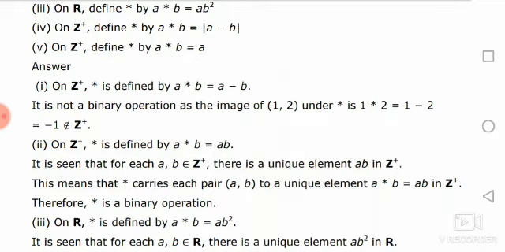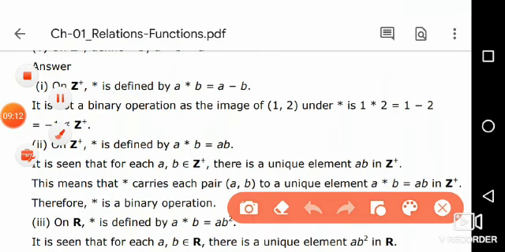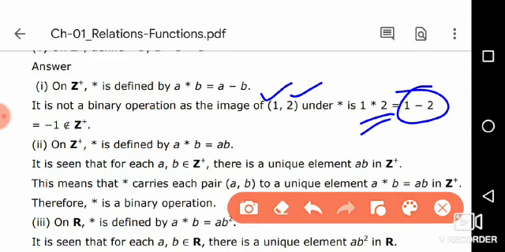If I take any two positive numbers belonging to the set Z plus, then the resulting number should belong to the same set. Then only we can say that star is a binary operation on Z plus. Dear students, we can look at it over here. If I take two elements belonging to the given set, a is 1 and b is 2, then 1 star 2 is equal to 1 minus 2, that gives minus 1. But minus 1 does not belong to Z plus, hence star is not a binary operation on the set of positive integers. This type of question is expected in the examination for 1 mark.